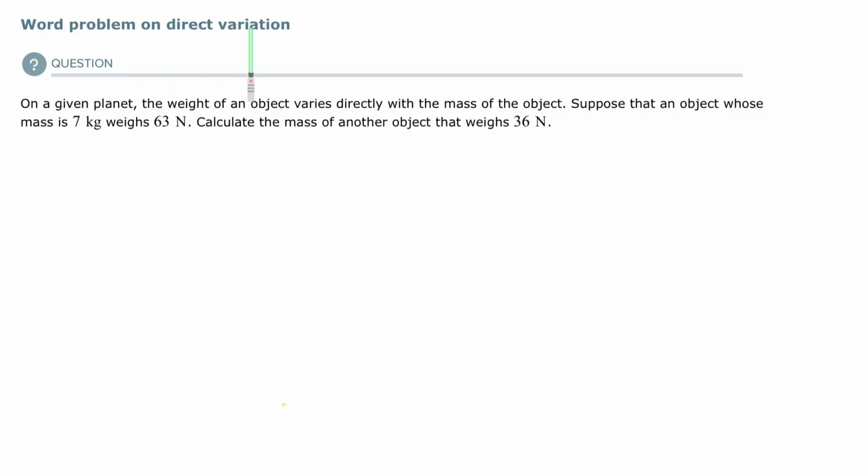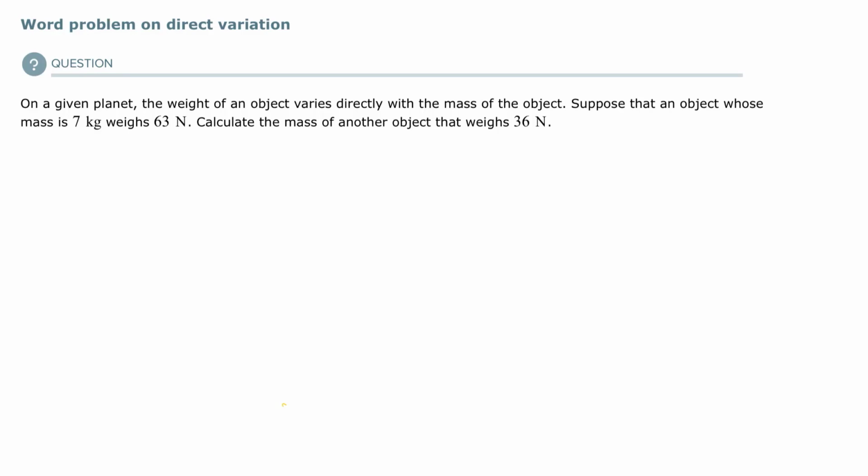Word problem on direct variation. On a given planet, the weight of an object varies directly with the mass of the object. Suppose that an object whose mass is 7 kilograms weighs 63 newtons. Calculate the mass of another object that weighs 36 newtons. What is direct variation? It's usually a relationship of 2 variables, and if it says varies directly, you just need a proportionality constant, and that proportionality constant is often a decimal in your science classes. Sometimes it's a fraction, but often it is a decimal.